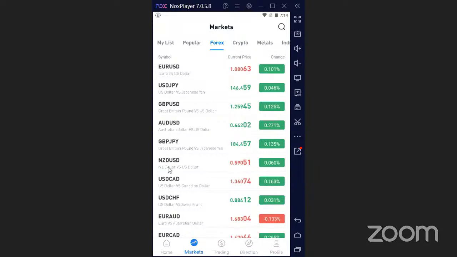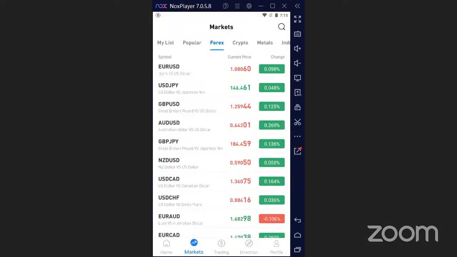So this is another example. NZD, USD. The base currency here is the NZD. The quote currency is the USD. So anywhere you see any forex pair, just know that the first currency is the base, the second currency is the quote. That is just a simple explanation.